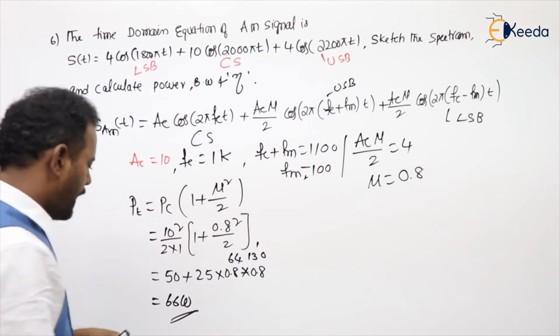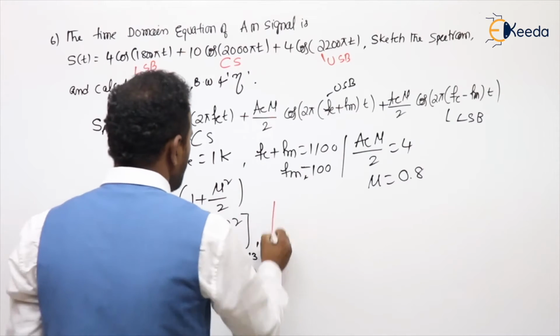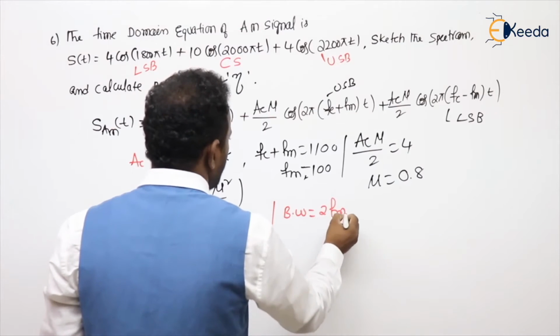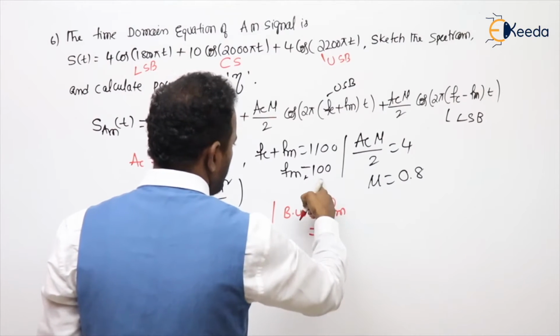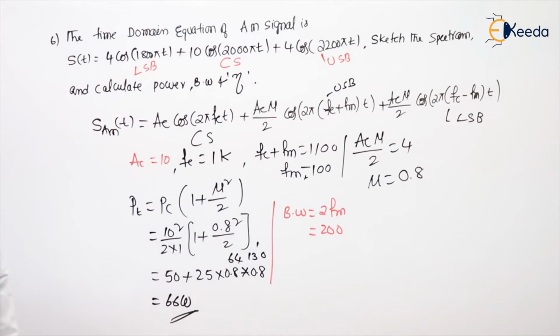we need to calculate bandwidth. Just check this one, just mathematical calculations only. Then what is the bandwidth value? Bandwidth is 2 FM. FM value is given 100. So 200. Are you getting my point? Next.